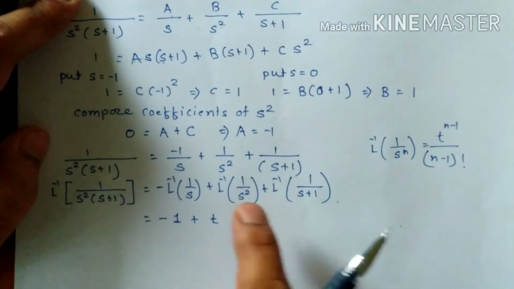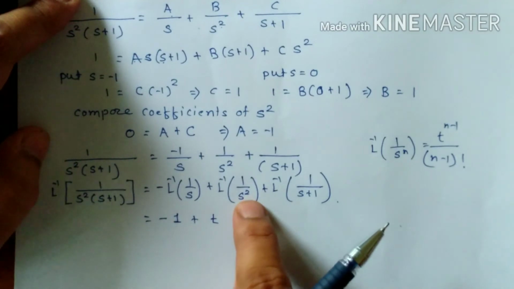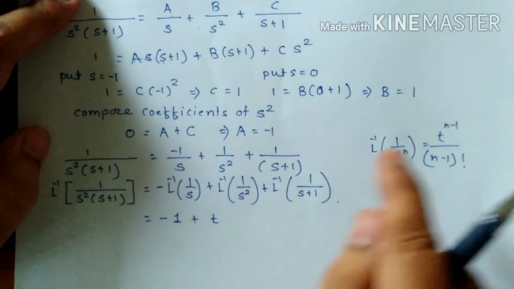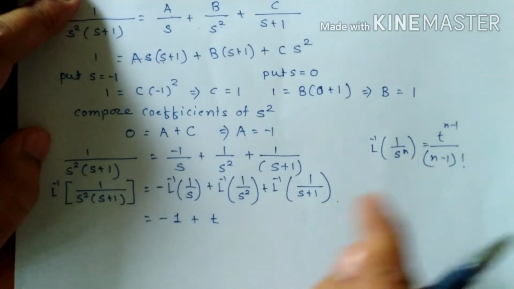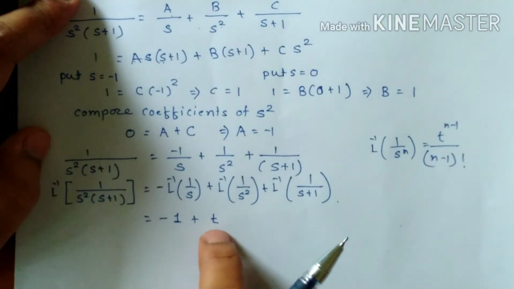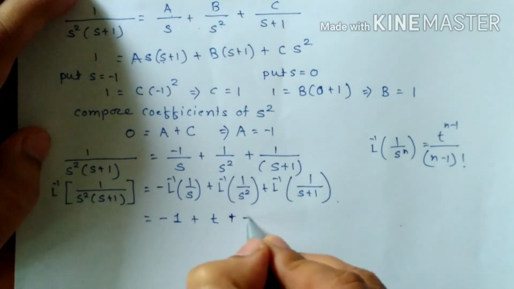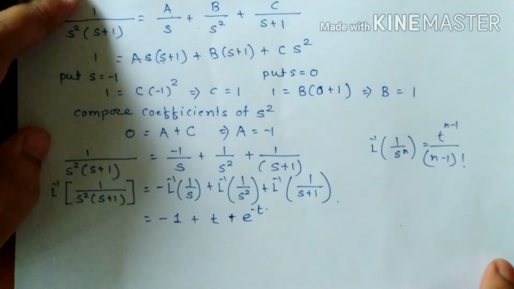Now here, what is n? It is 2. So we have t raised to 2 minus 1, that is t raised to 1, divided by 2 minus 1 factorial, that is 1. So are you clear with this? So we are getting here t plus, and the inverse of this is e raised to minus t. I think this is a quite simple problem than the previous one.